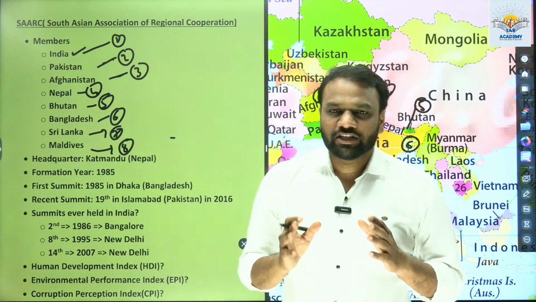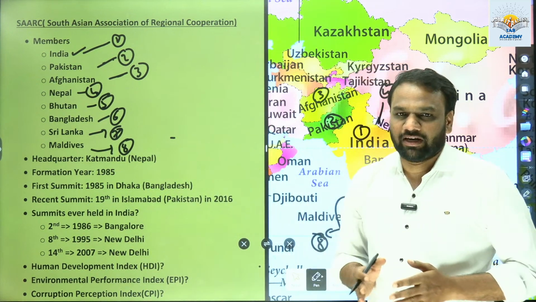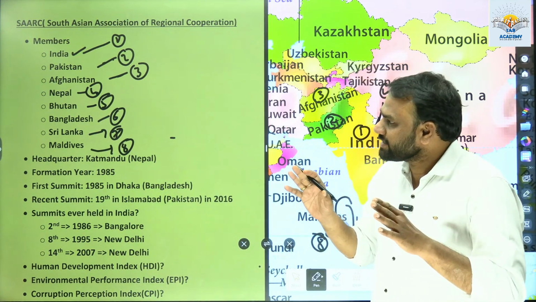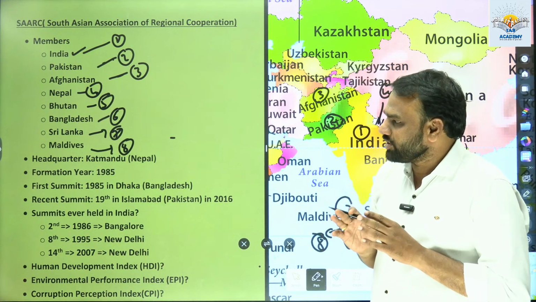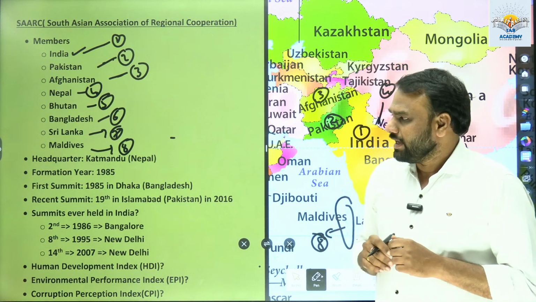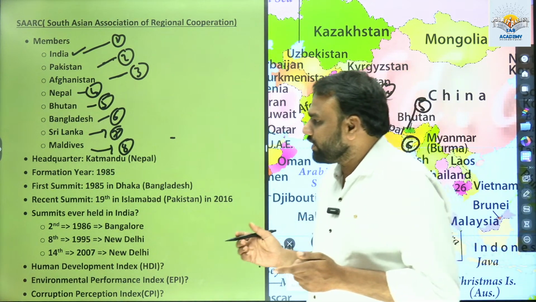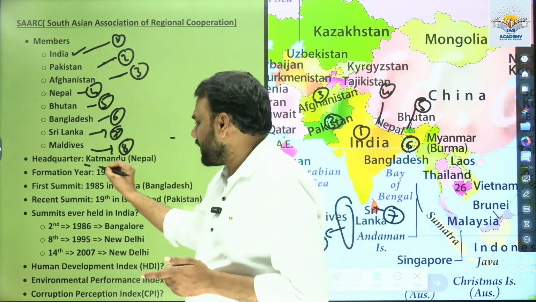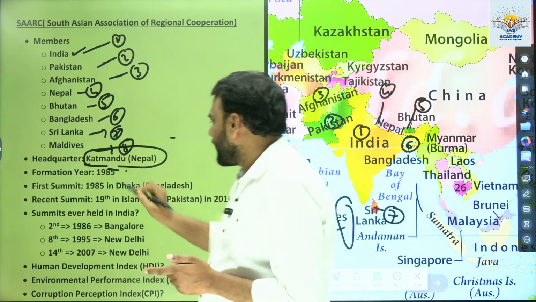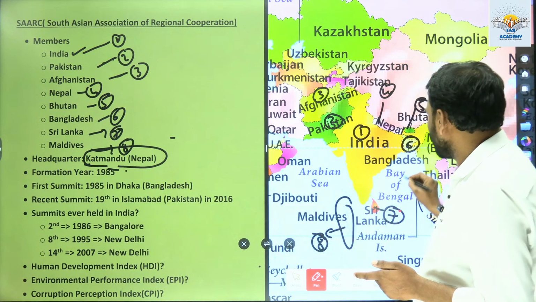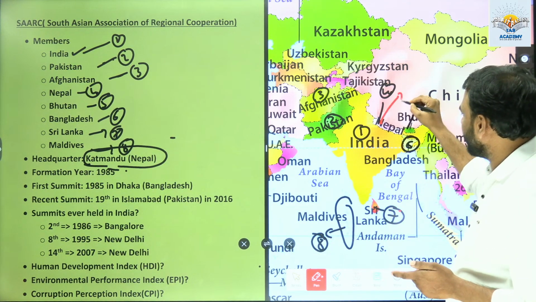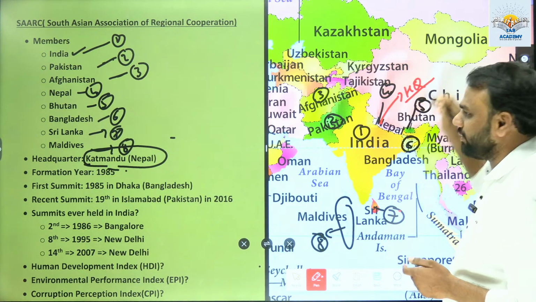For any regional grouping, we need to know the member countries. Now we have seen that SAARC has 8 member countries: India, Pakistan, Afghanistan, Nepal, Bhutan, Bangladesh, Sri Lanka, Maldives. Next, what do we need to know? We need to know about the headquarters. Where is the headquarters of SAARC located? The headquarters of SAARC is located in Kathmandu, Nepal.